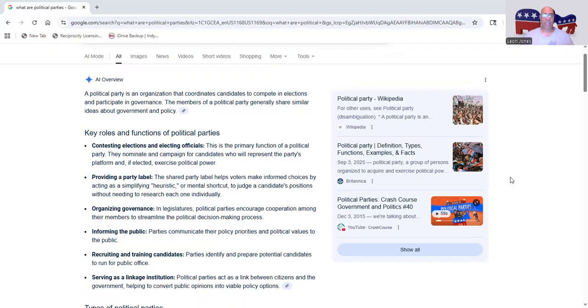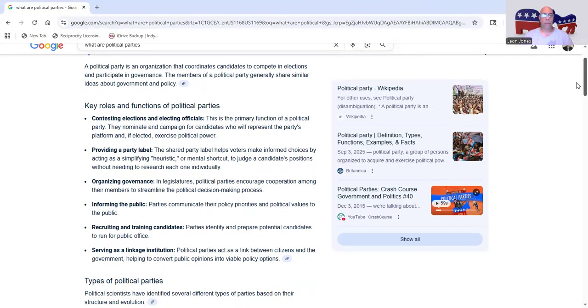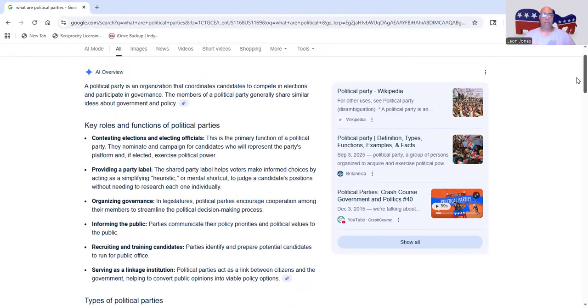You have contesting elections and electing officials. This is a primary function of a political party. They nominate and campaign for candidates who will represent in today's platform, and if elected, exercise political power. Then you have providing a party label. The shared party label helps voters make informed choices by acting as a simplifying heuristic or mental shortcut to judge a candidate's positions without needing to research each one individually.